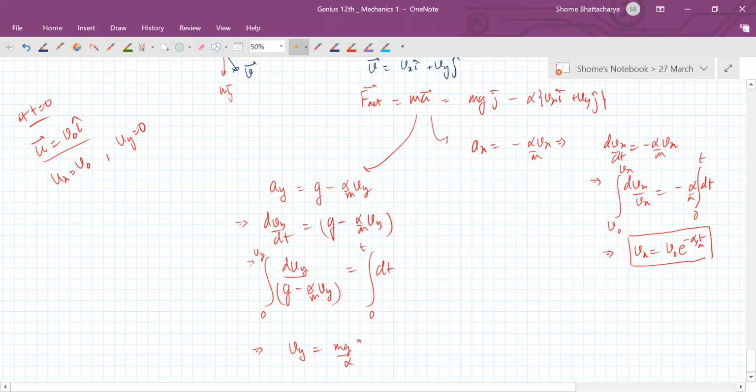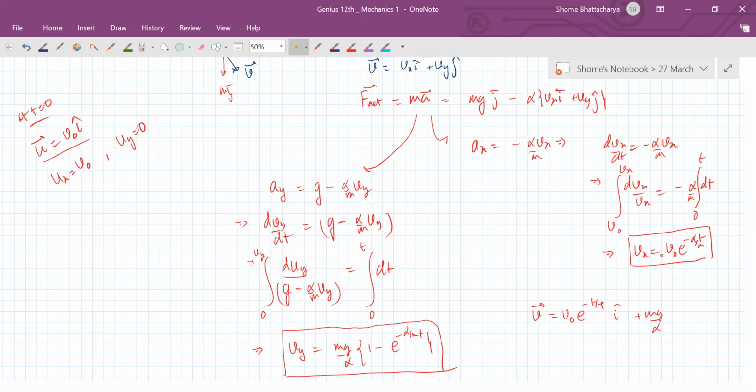mg upon alpha (1 minus e raised power minus alpha t by m). So this is the kind of relationship between vx and vy. So this is our velocity as a function of time. Velocity as a function of time is v naught e raised power minus t by tau, let's say, i cap, plus mg by alpha (1 minus e raised power minus t by tau) j cap.